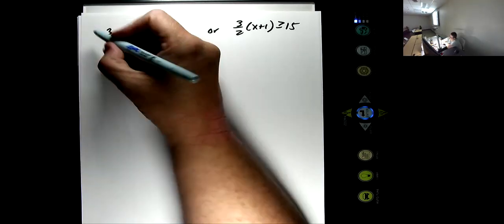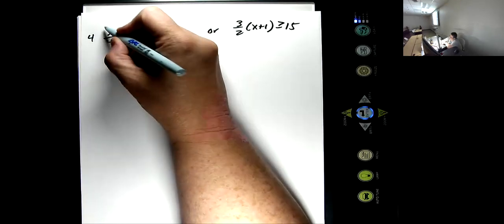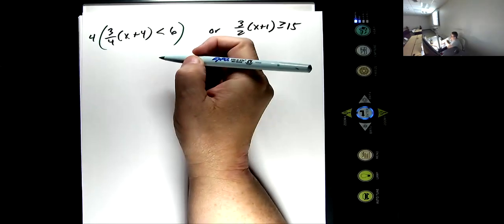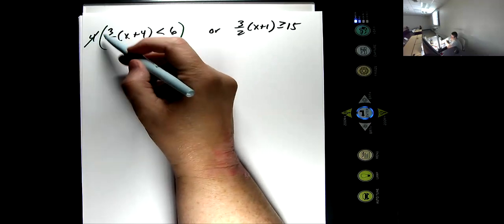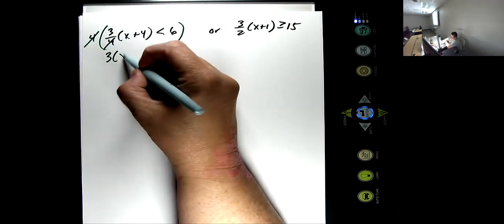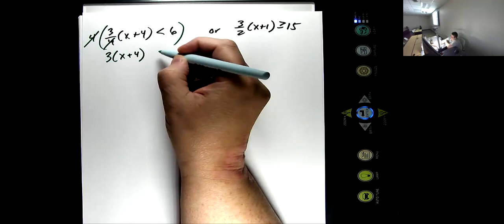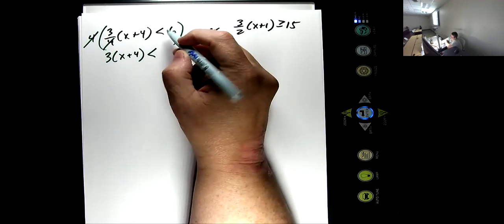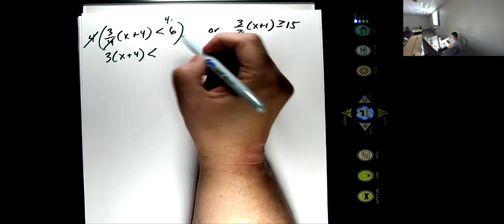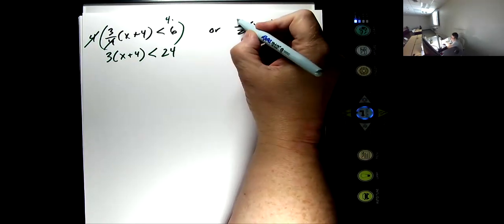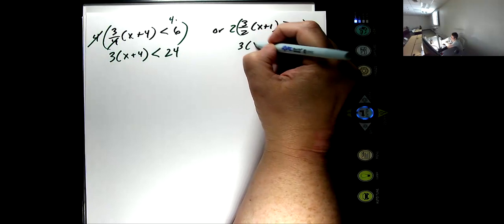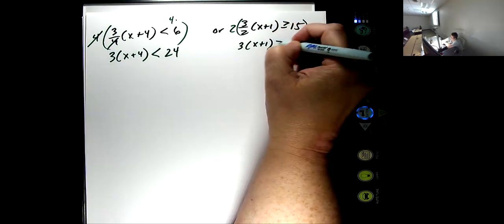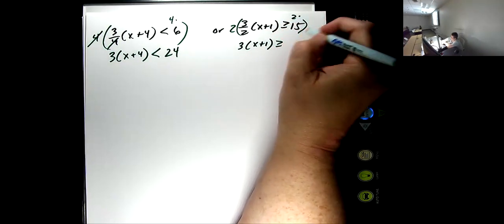Multiply by the denominator. Multiply by the denominator kills the denominator. You can do the whole reciprocal at once, but not necessary. We have 4 times 6. You just got to make sure you do it to both sides also. 4 times 6 is 24. If I do it on this one, I'm going to multiply by 2. 2 times 15 is 30.